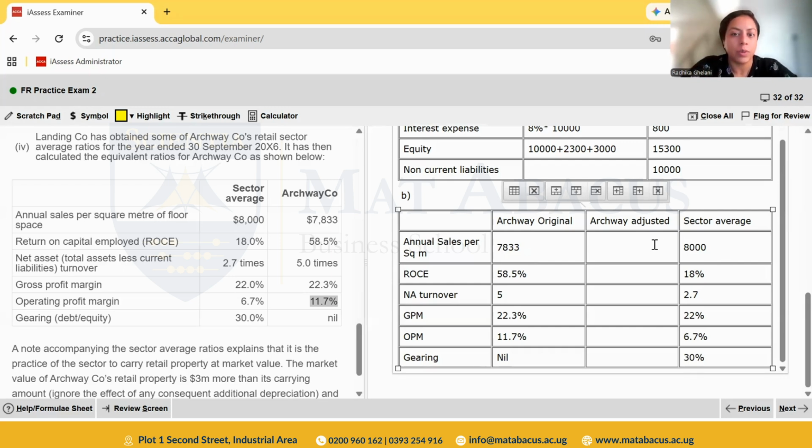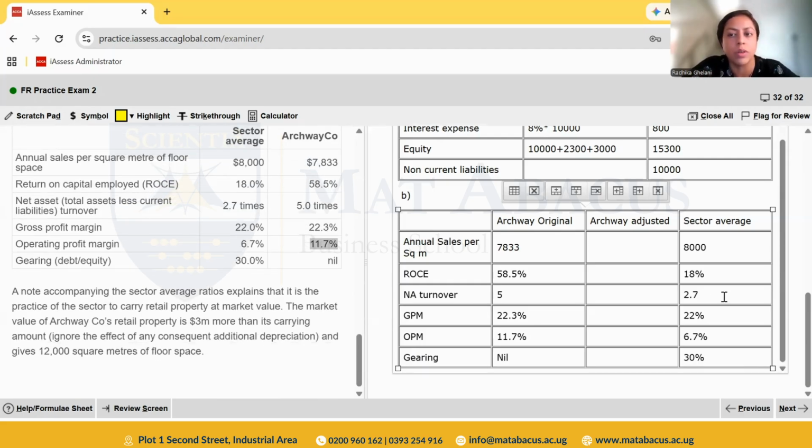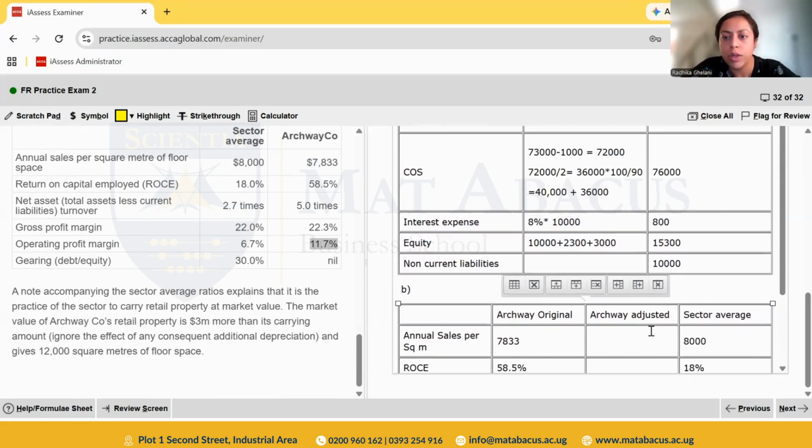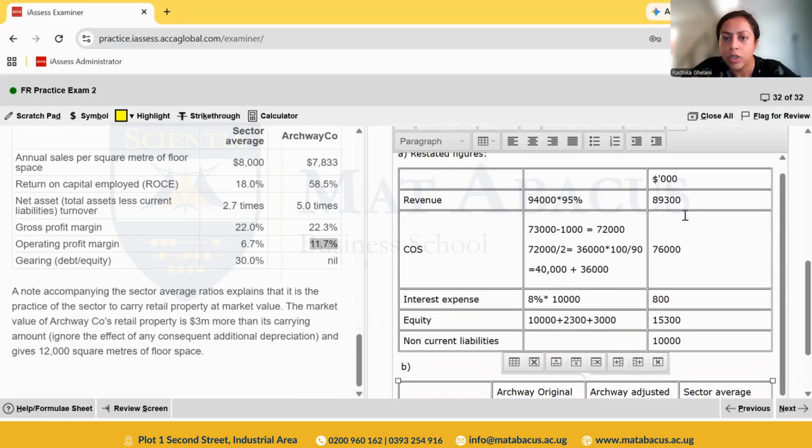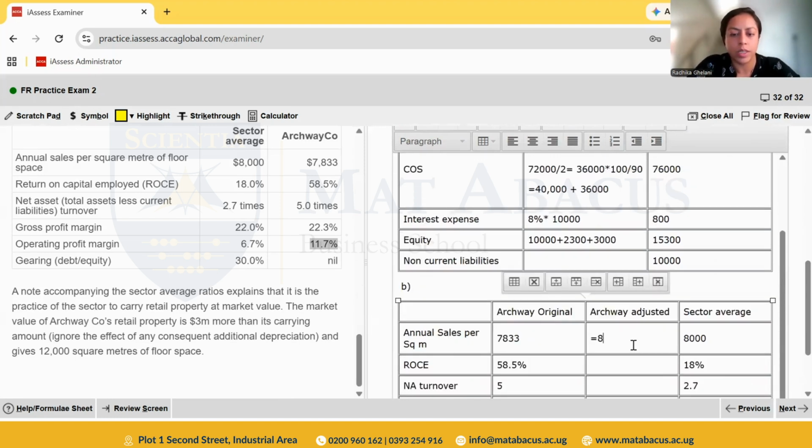So starting with the first thing, annual sales per square meter. How are we going to get the annual sales per square meter? We're simply going to get the new sales revenue, which we computed up, and then divide it by the number of square meters of space, which they told us in this note down. They said it's 12,000. Okay, so Archway adjusted, the adjusted revenue was 89,300 divided by 12 million.